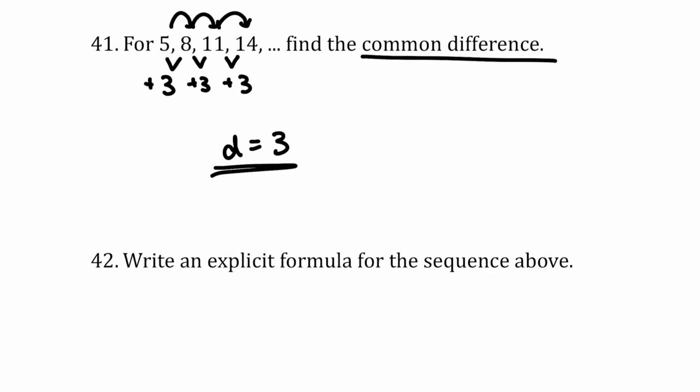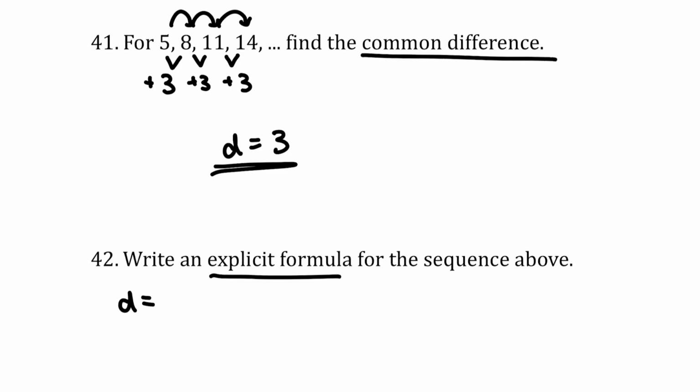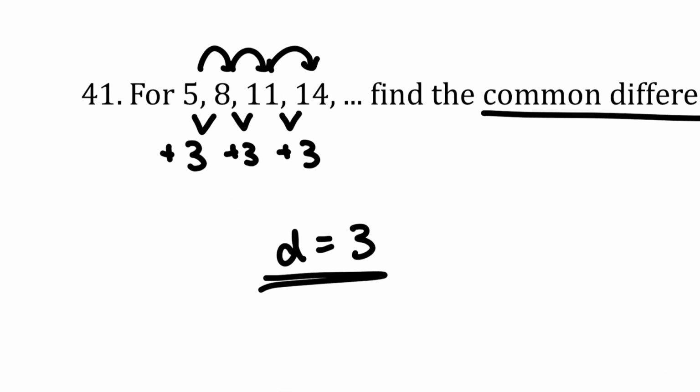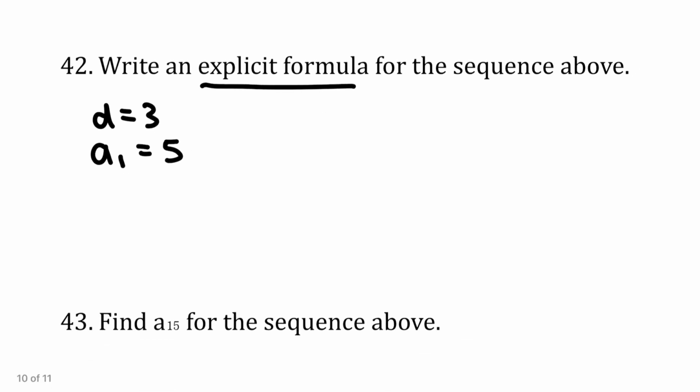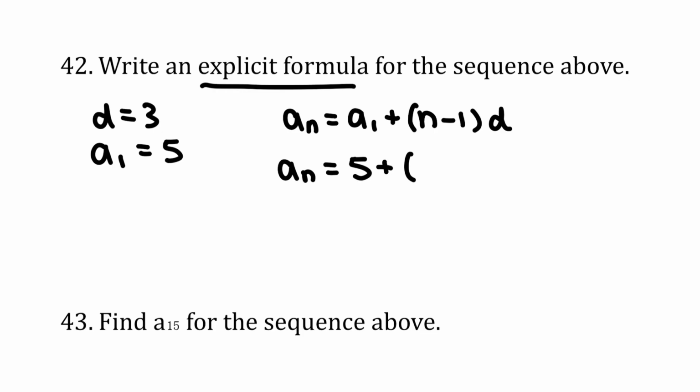42 is using 41. We're going to write an explicit formula for the sequence above. So we're going to bring down our common difference of 3. And we also need our first term. Our first term is 5, since that is the first one that it showed us. So I'm going to say a_1 is equal to 5. And that is all we need now. So I'm going to scroll on past it. So the explicit formula is a_n equals a_1 plus (n minus 1) times our common difference. So a_n is equal to 5 plus (n minus 1) times our common difference of 3.